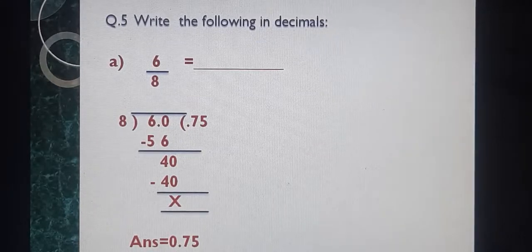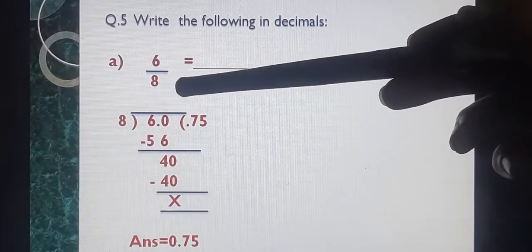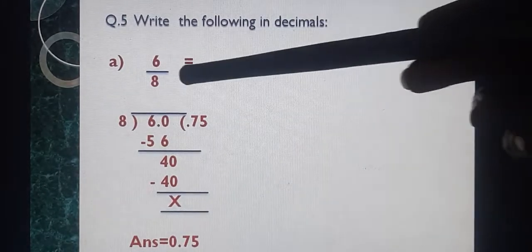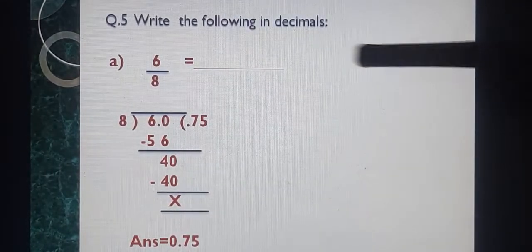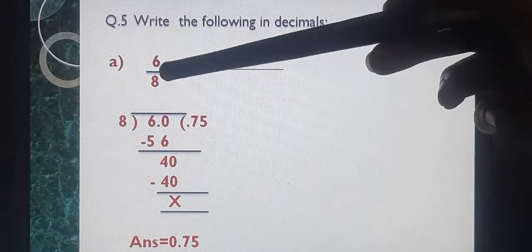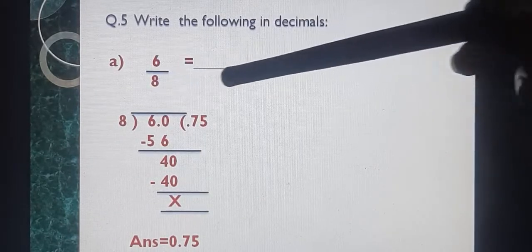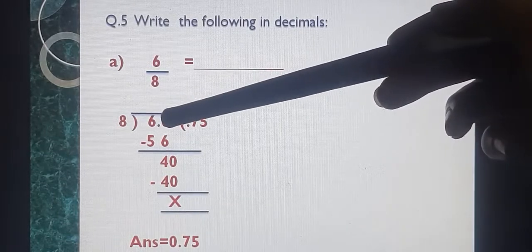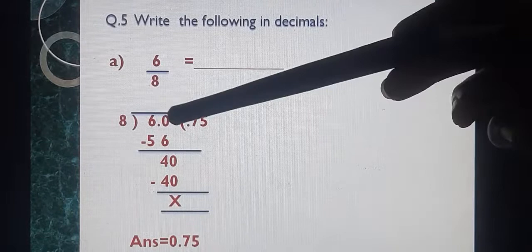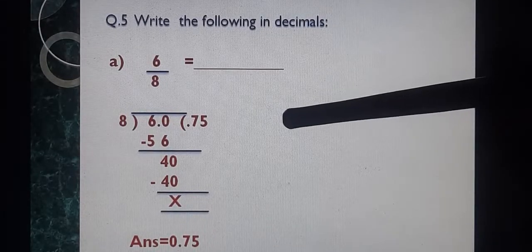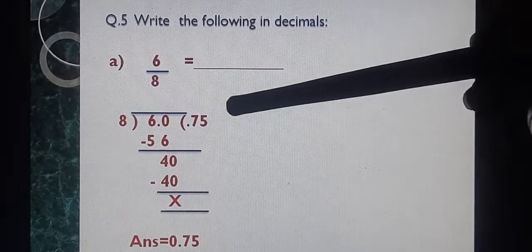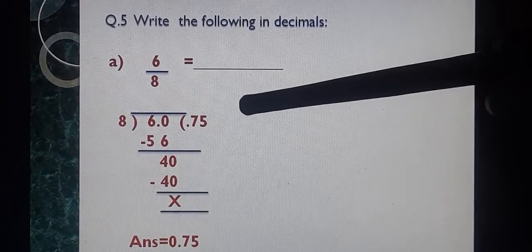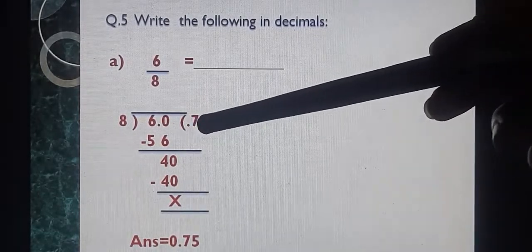Now question number 5. Write the following in decimals. Now fractions are given. We have to write the answers in the form of decimals. 6 upon 8. Numerator is less than denominator. So when we are going to divide, we will take 6 decimal 0. Why are we taking 0? Because 6 is less than 8. And we know if we are putting decimal, then after the decimal, we can write down any number of zeros. We can put as many zeros as we like. So we have taken 10 first.